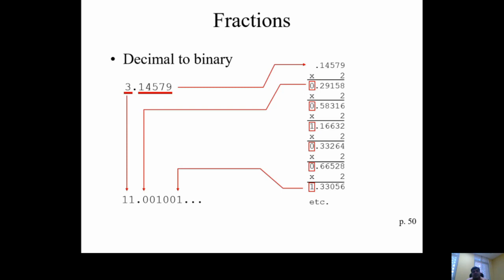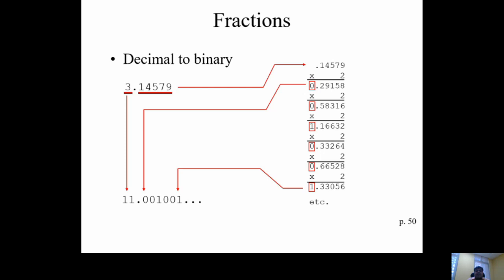So first of all, we convert decimal to binary. For converting the fraction to binary, we multiply the number by 2 and keep taking the most significant bit, meaning the part before the point. So 0.14579 multiplied by 2, we get 0.29158, we take 0. 0.29158 multiplied by 2, we get 0.58316, we take 0.